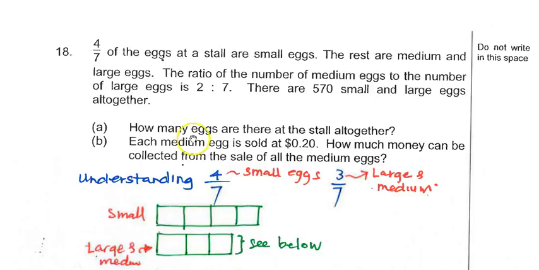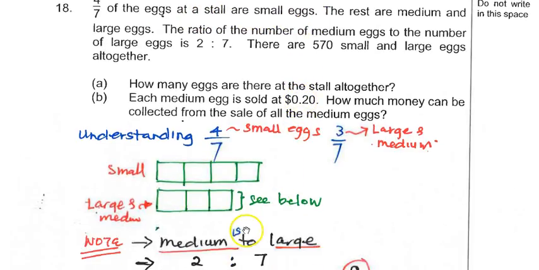Each medium egg is sold at this. How much money can be collected from the sale of the medium eggs? Okay, let's go step by step. 4/7 of the eggs at the store are small eggs. Okay, look here. Out of 7 parts, these 4 parts here are small. These 3 parts, okay, these 3 parts are large and medium added together, right?